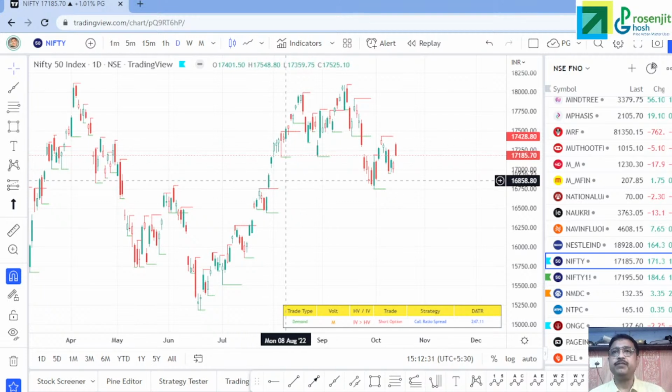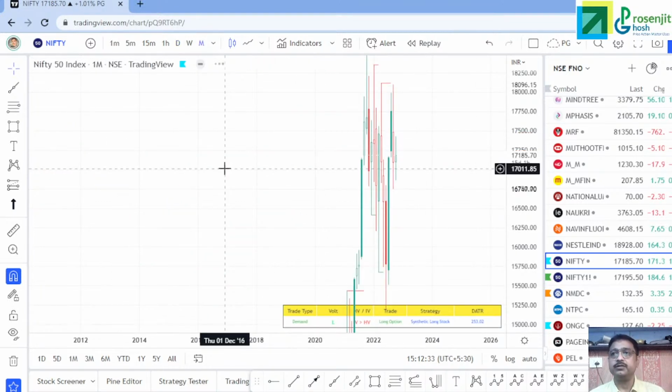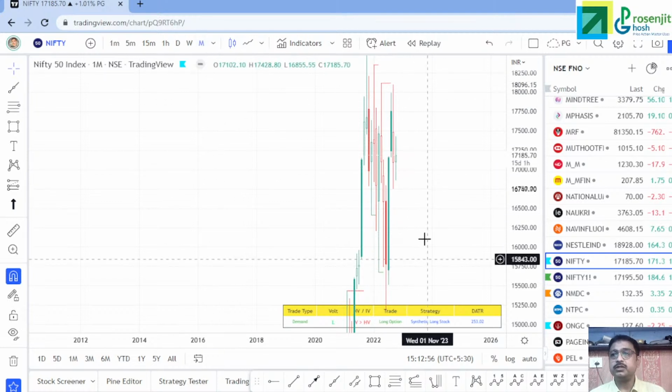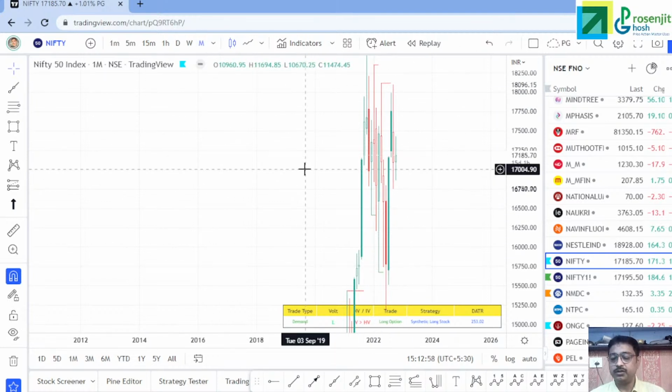This is the Nifty monthly chart. To do price action analysis, we have to start our analysis from a monthly chart because all the time frames at the day end follow the monthly trend. If you know the monthly trend, you know more or less which side the price is ultimately going to go. So this is the monthly chart.